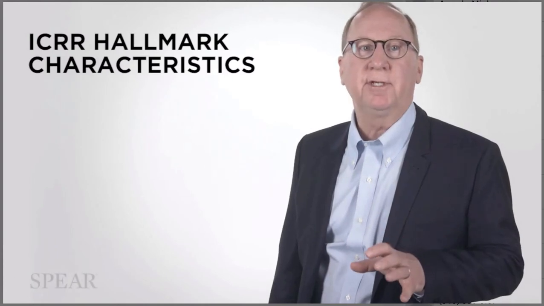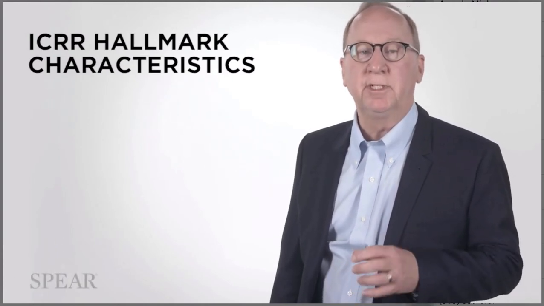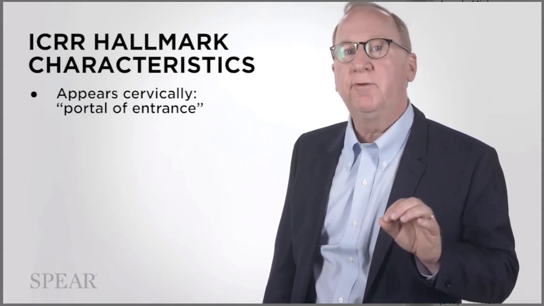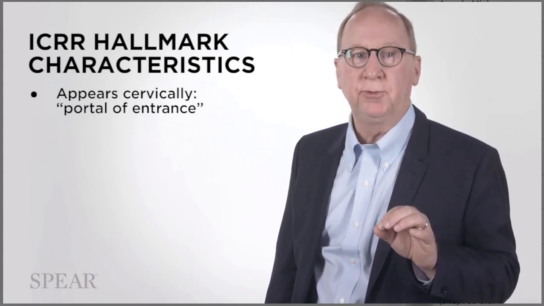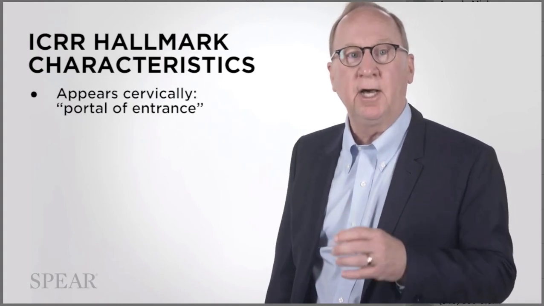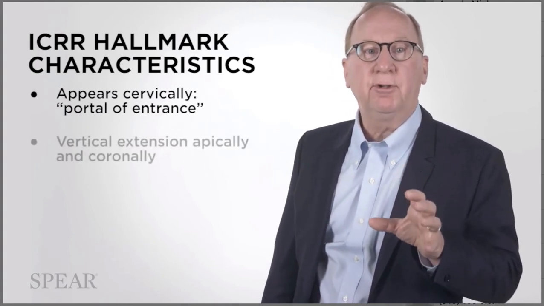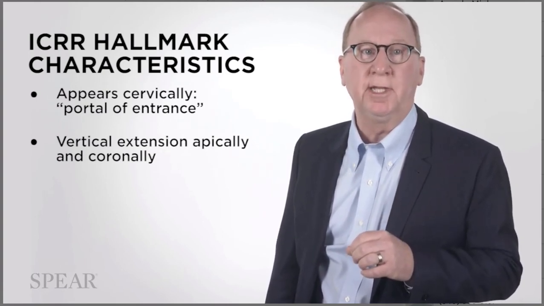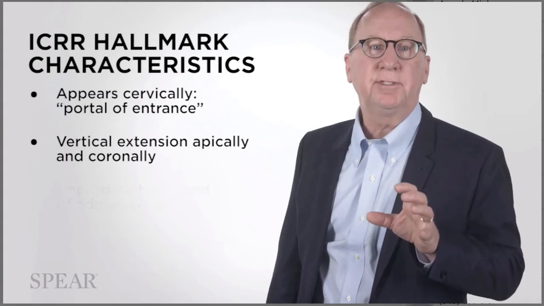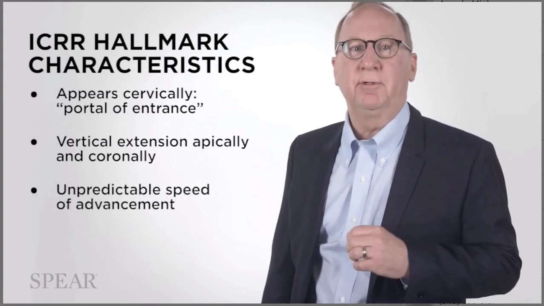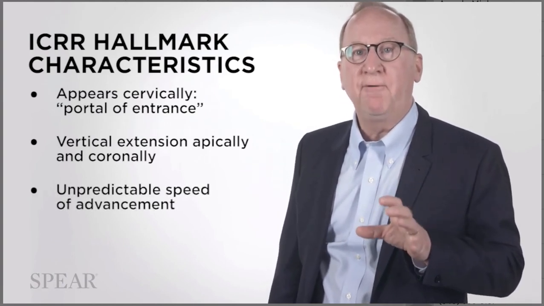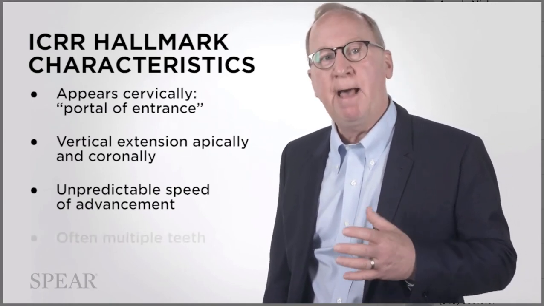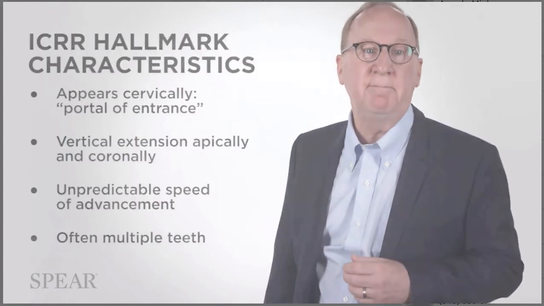So the characteristics of an invasive cervical root resorption is, again, typically it appears cervically. There's a portal of entrance, which we'll be able to show you soon, both radiographically and histologically. And there tends to be a vertical extension going both apically and coronal to where that cervical resorption actually starts. The characteristics is that they're unpredictable. There's an unpredictable speed of how fast and how extensive this resorption will actually happen. And surprisingly, it happens usually in multiple teeth within the same mouth.